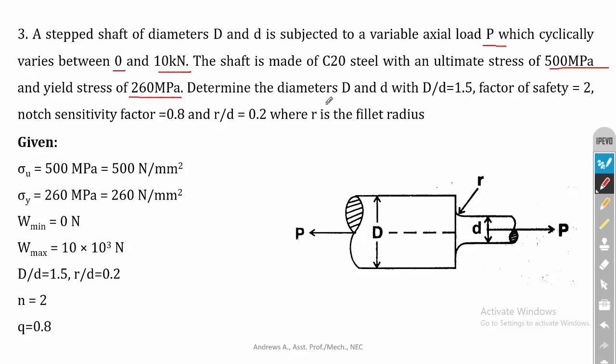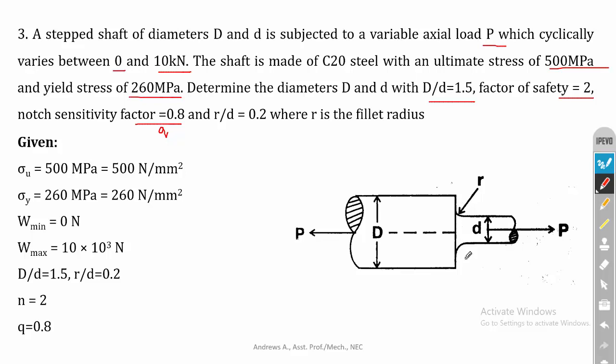Determine the diameters capital D and small d, with capital D by small d equal to 1.5. Factor of safety is equal to 2. Then the notch sensitivity factor is given, so it is actually q. So q is equal to 0.8 and r by d is equal to 0.2, where r is the fillet radius. Okay, so this is the given drawing.